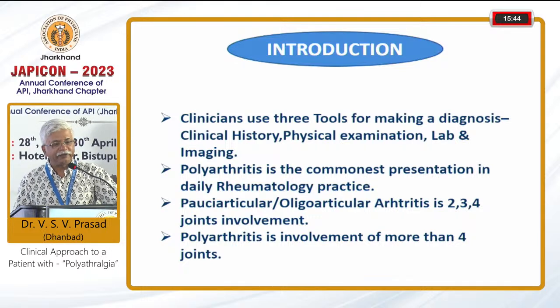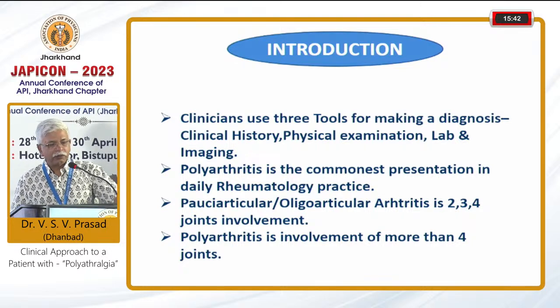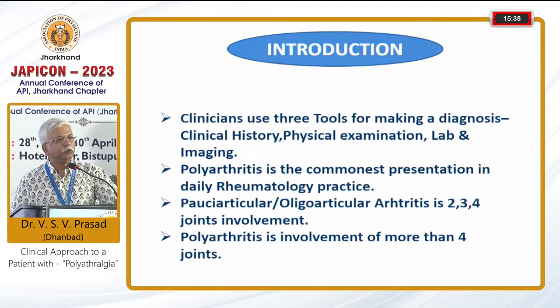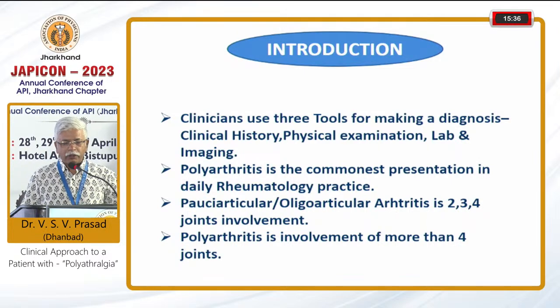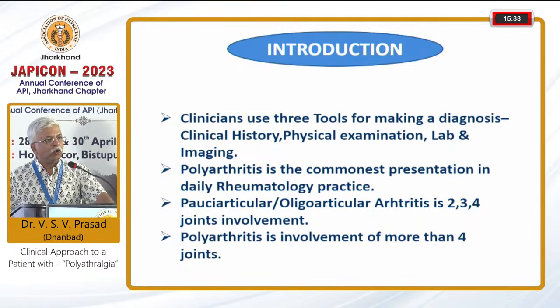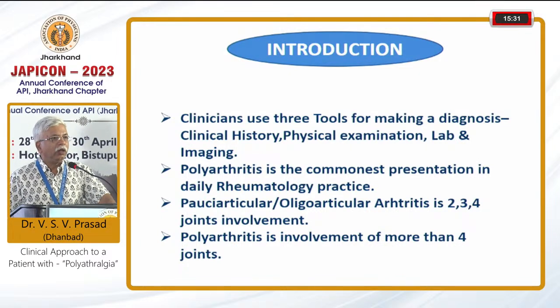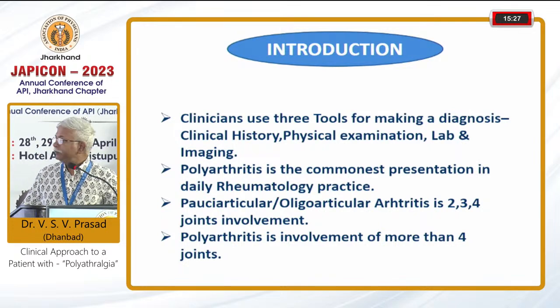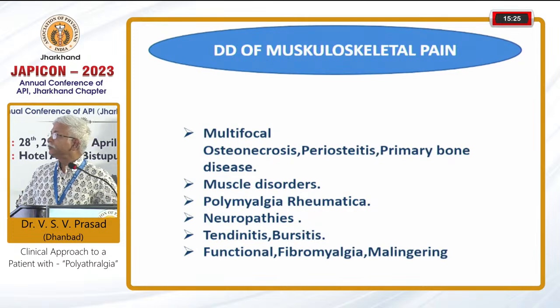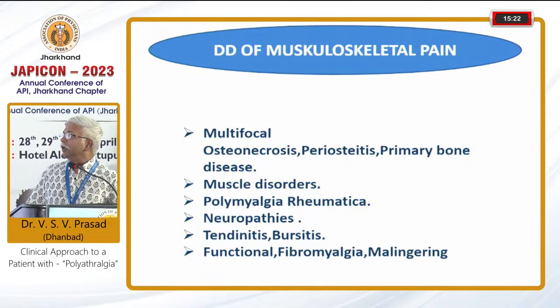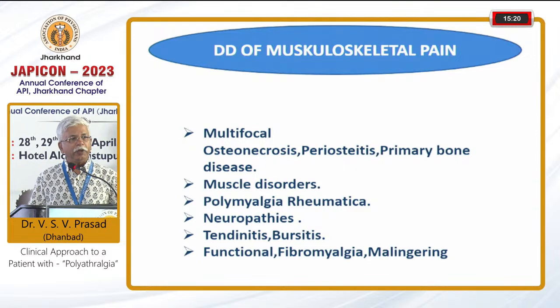In rheumatological practice, all of us would be seeing either polyarticular or oligoarticular arthritis, which is usually 2, 3, or 4 joints involved. If there are more than 4 joints involved, we call it polyarthritis. In a busy OPD, there will be many other differential diagnoses that one has to consider when seeing a case of polyarthritis.